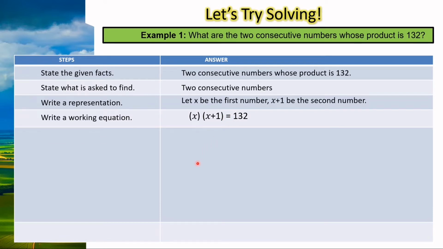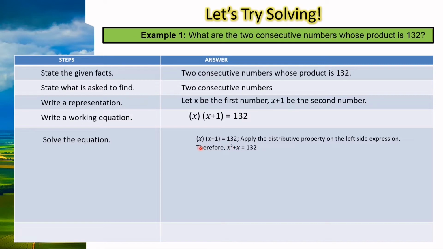What will you do next? We have to solve the equation. So what property are you going to use to solve the equation? Nice! So we will use the distributive property. So we're going to multiply x with the binomial x plus 1. So let's have first x times x. How are you going to do that?